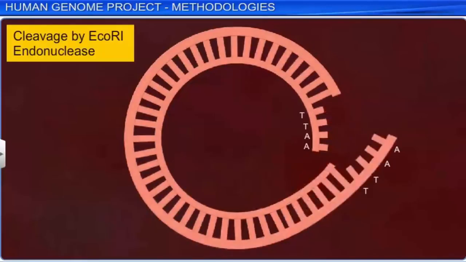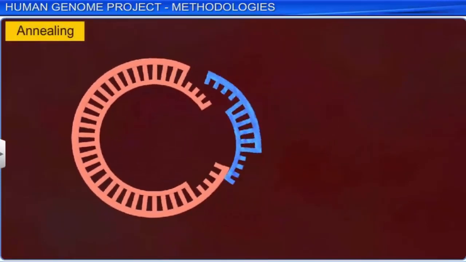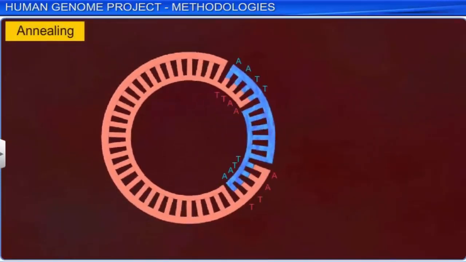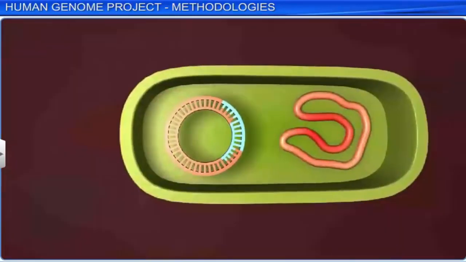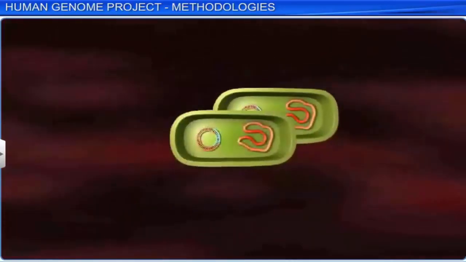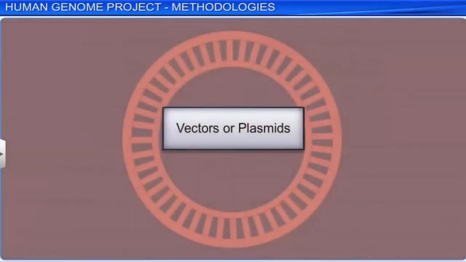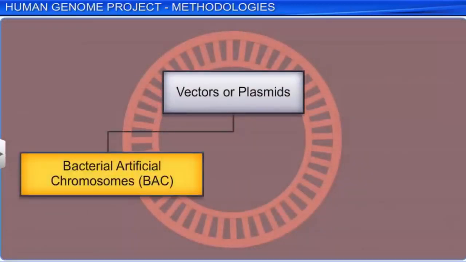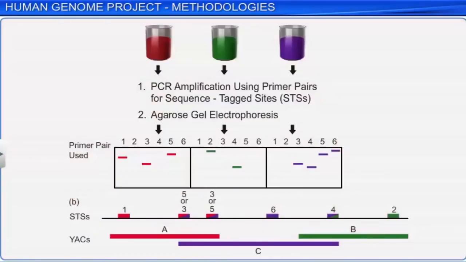These DNA fragments were then cloned in suitable hosts such as bacteria or yeasts with the help of specialized plasmids or vectors. The vectors were called bacterial artificial chromosomes or BAC and yeast artificial chromosomes or YAC respectively. The cloning amplified each DNA sequence, which made it easier to sequence.